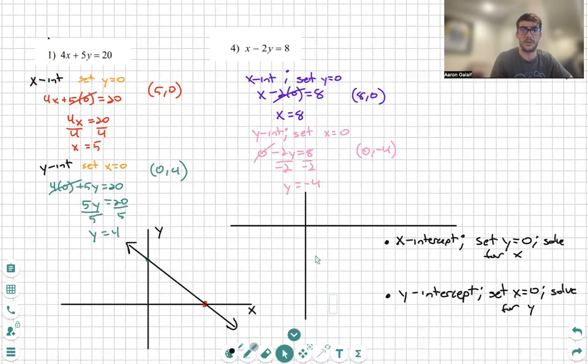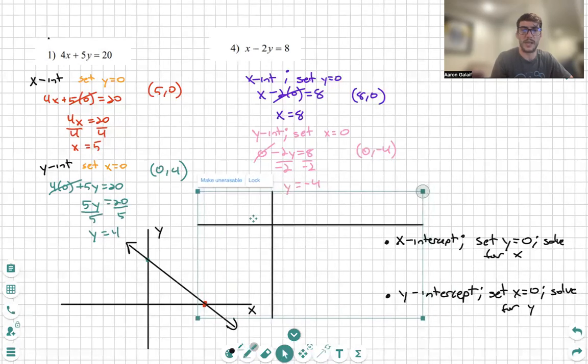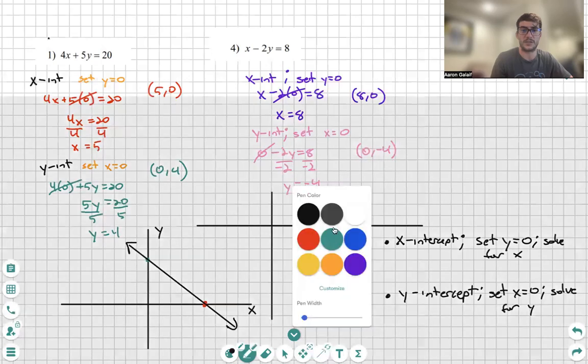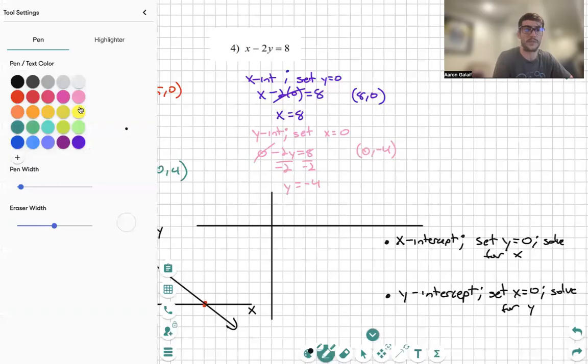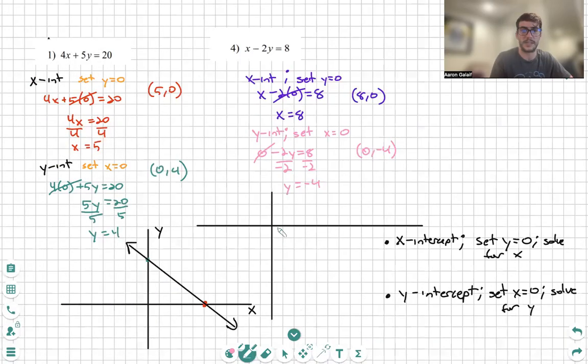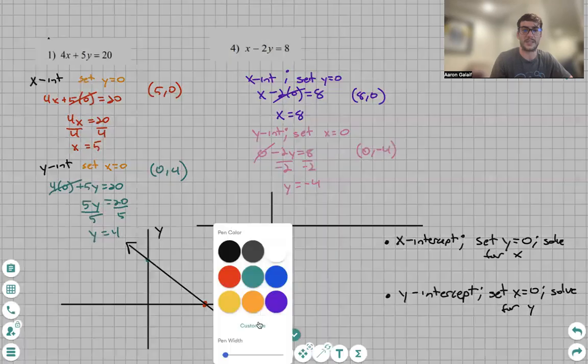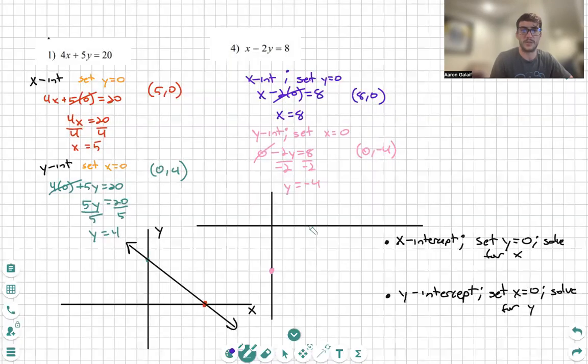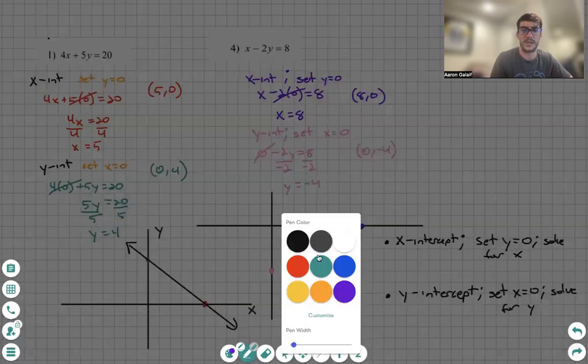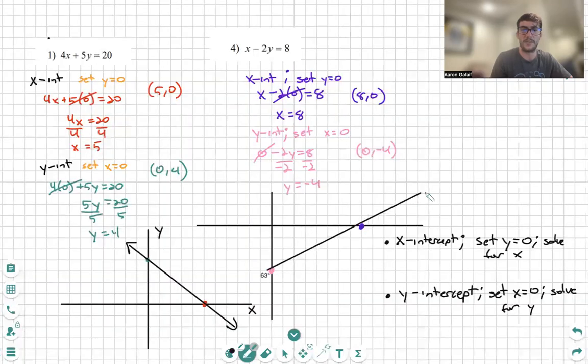So there we go. Let's move this over a tad. And let's graph those two points. Let's first graph the y-intercept at (0, -4), 1, 2, 3, 4. There's our y-intercept. Then our x-intercept is 1, 2, 3, 4, 5, 6, 7, 8. And we just connect the two points, and we have successfully graphed these two equations using their intercepts.